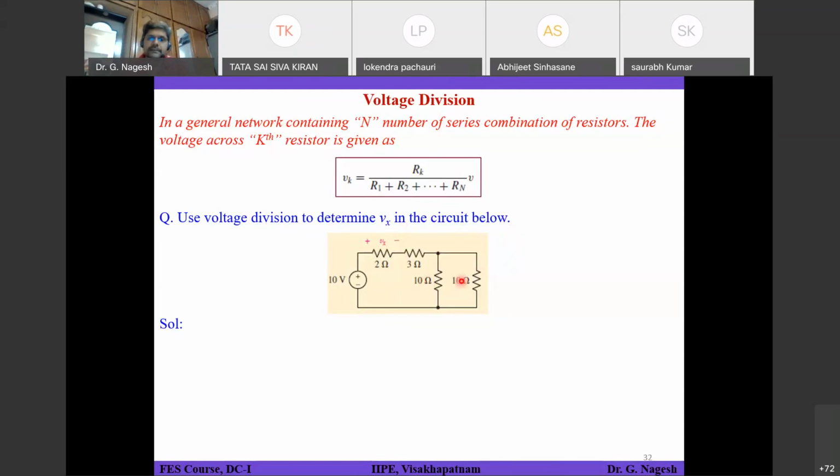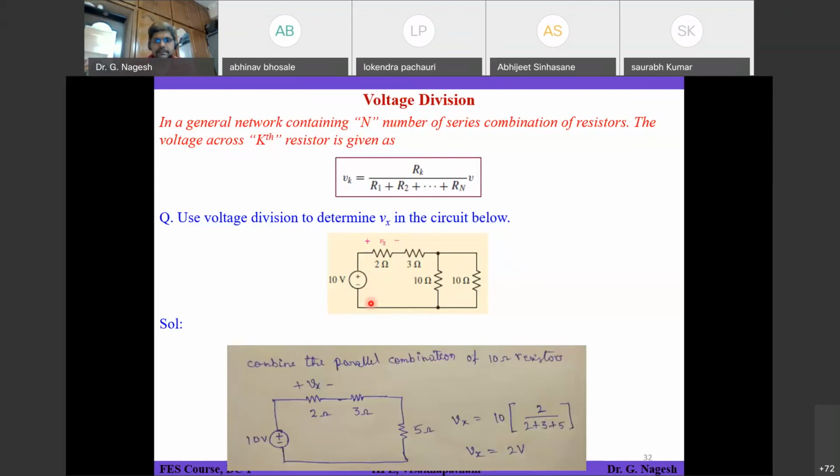This 10 and 10 in parallel, so that will become how much? 5. And you have 3, 5 and 2. So what is the formula you will apply to find Vx? Total voltage into corresponding resistor. So that means 10 into 2 divided by 2 plus 3 plus 5. So 10 into 2 divided by 10, so you will get 2.